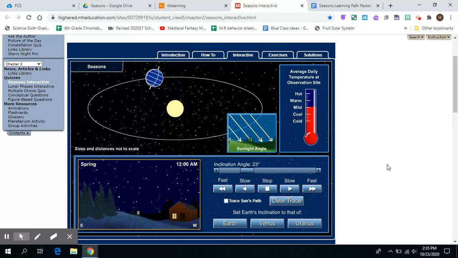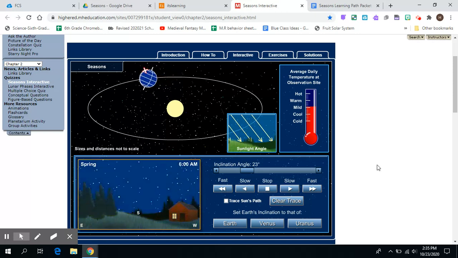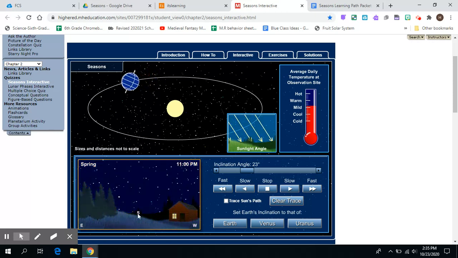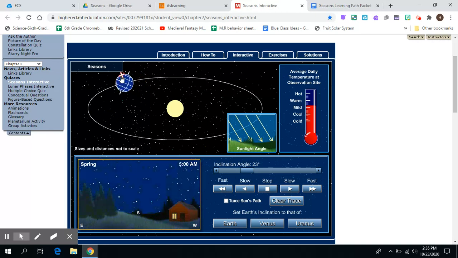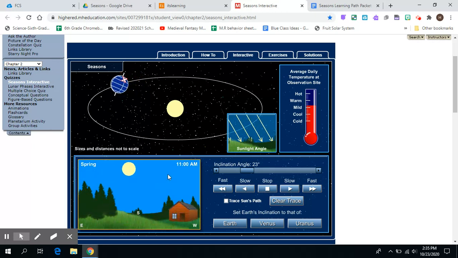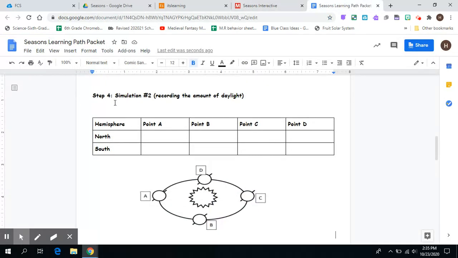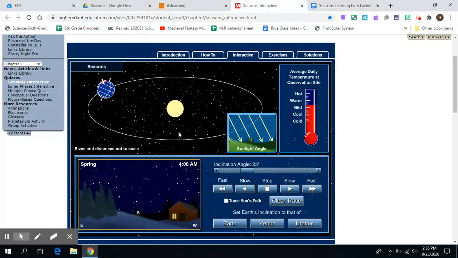So during this simulation, I want you guys to be looking at the amount of daylight and the amount of nighttime that we have in the simulation. So you'll see here on Earth, we have the X. This is showing where it is. So we're looking in the northern hemisphere. And so on your paper on step number 4, we're going to be recording how much sunlight it is having in point A, point B, point C, and point D. And it's just more of a general idea, okay?